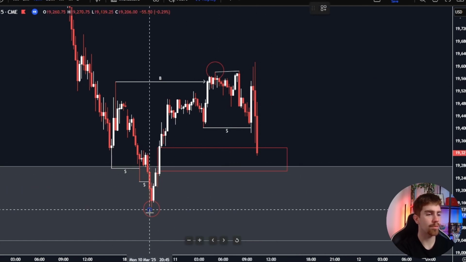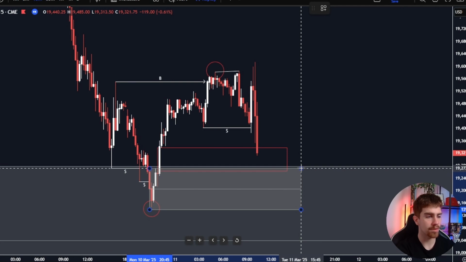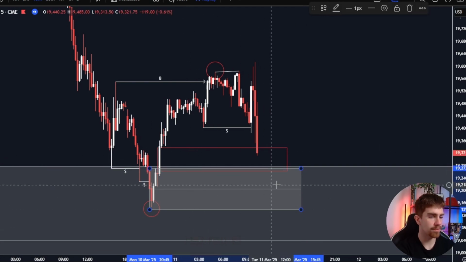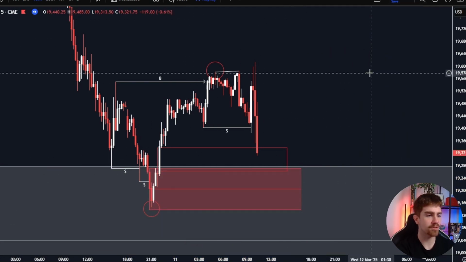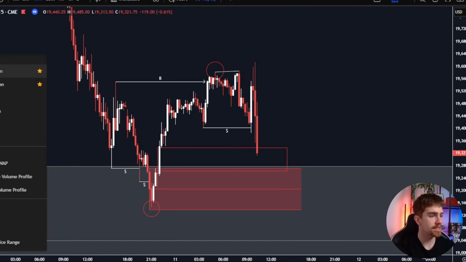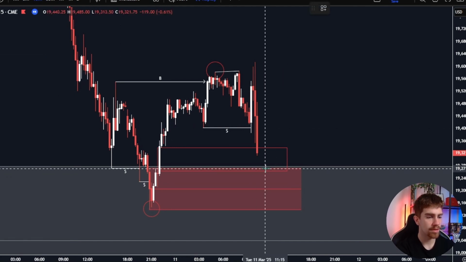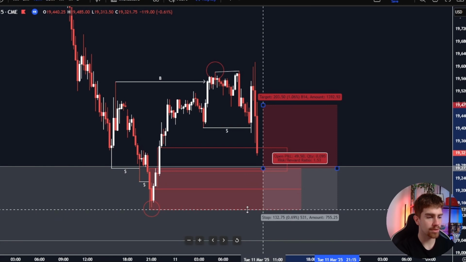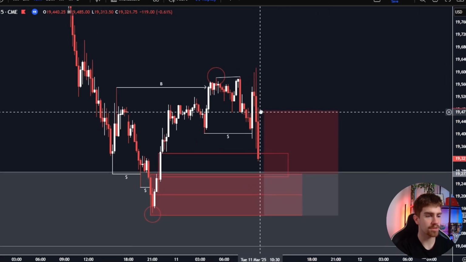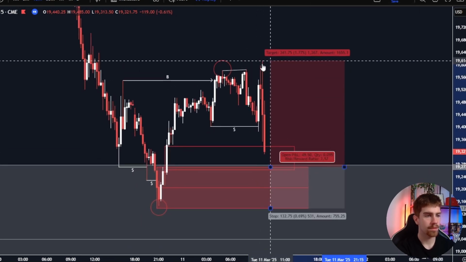That being said, what we need to do is mark out our level of demand. This is our level of demand right here. I'm going to mark this out red so it's easier to see. This is our demand, and all we do is place our entry at the beginning of the demand. We put our stop loss at the low.